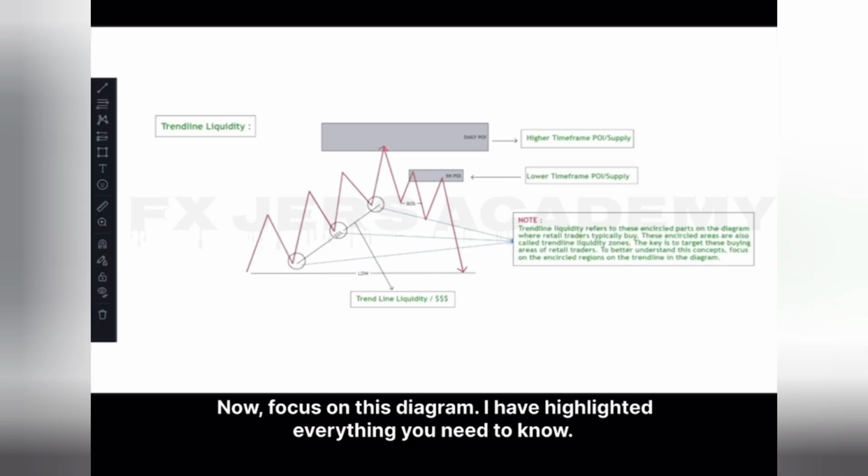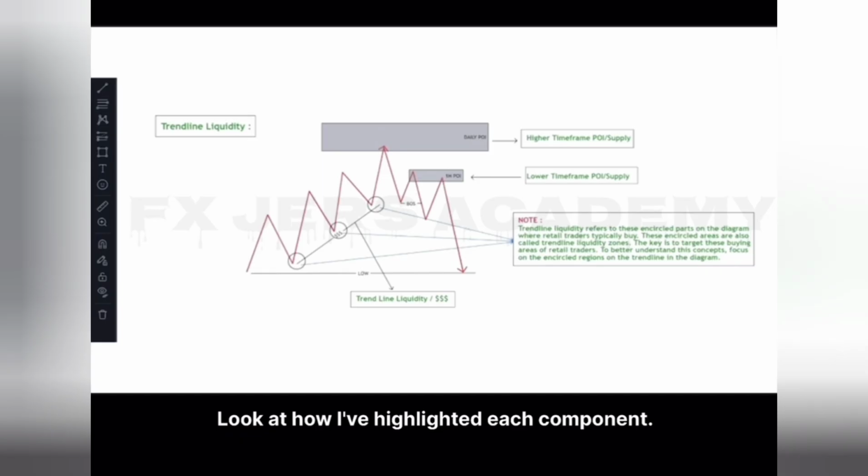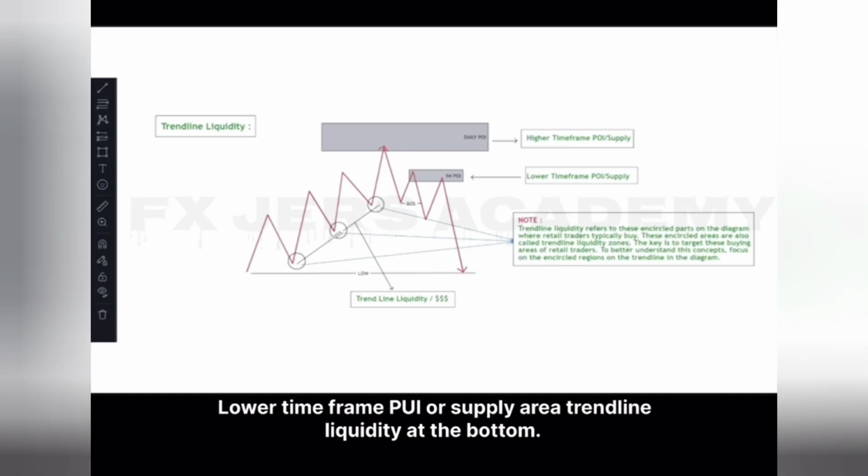I have highlighted everything you need to know. Note down all the elements I've explained in the diagram for your practice. Look at how I've highlighted each component. Higher time frame POI or supply area. Lower time frame POI or supply area. Trendline liquidity at the bottom.